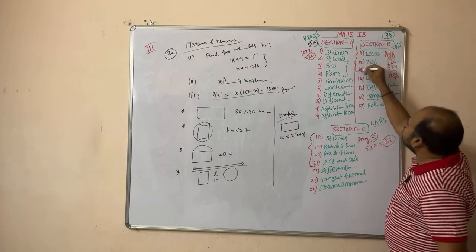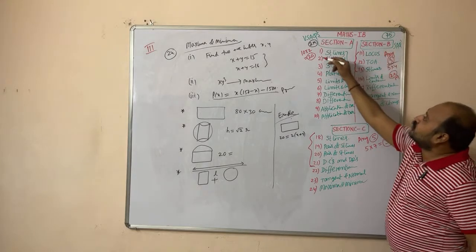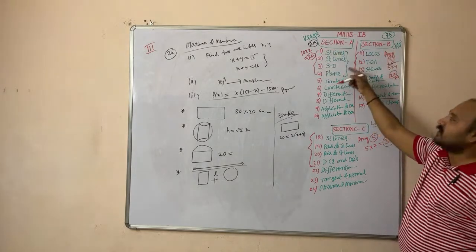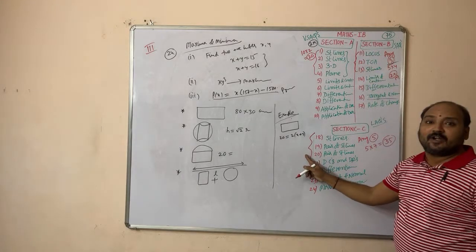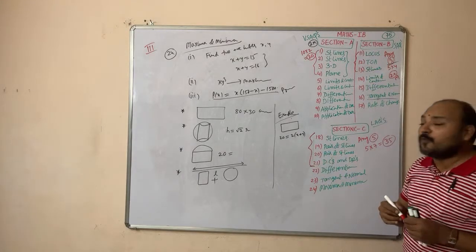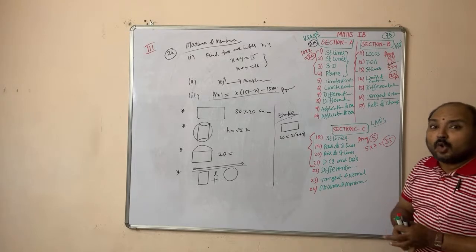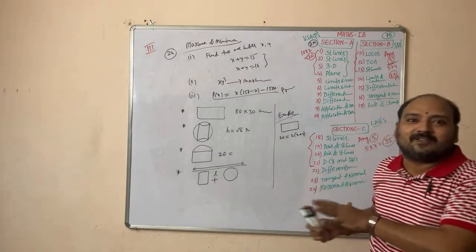And question numbers 11, 12, 13: 12 marks. And question numbers 1, 2, 3, 4: 8 marks. 8 plus 12 is 20, plus 28 is 48. A minimum of 48 will come if you practice thoroughly. So there is no question of failure in the Maths 1B subject.